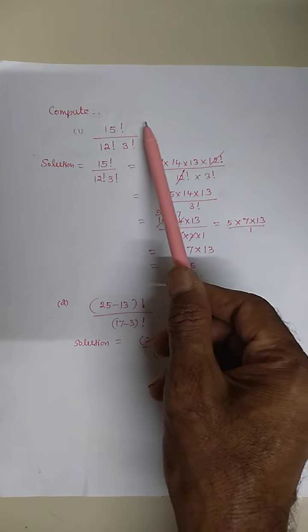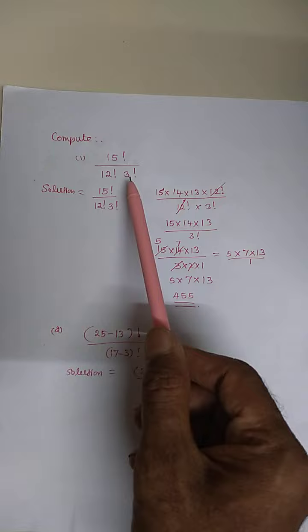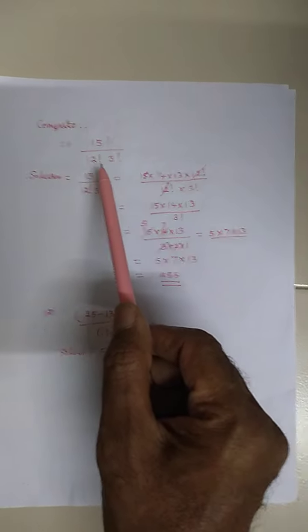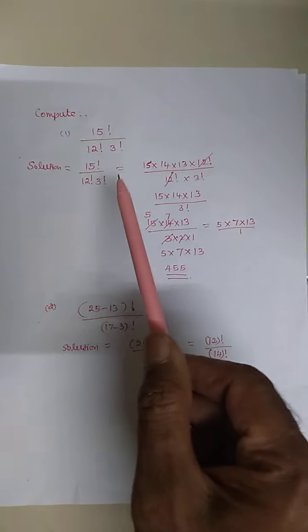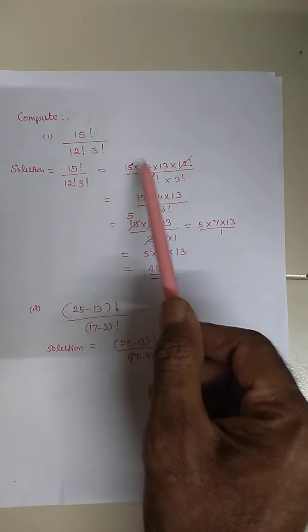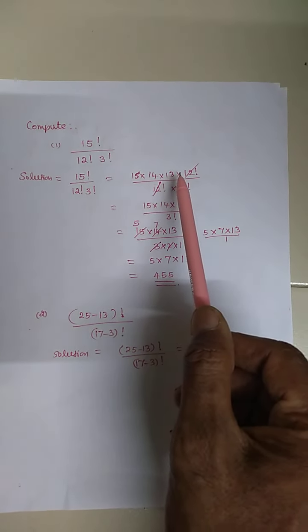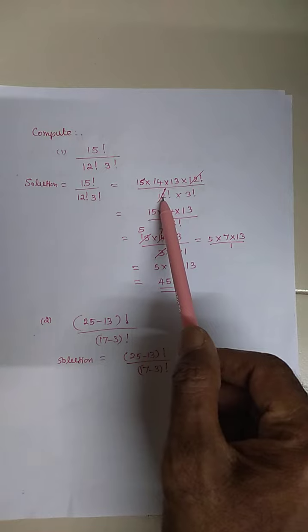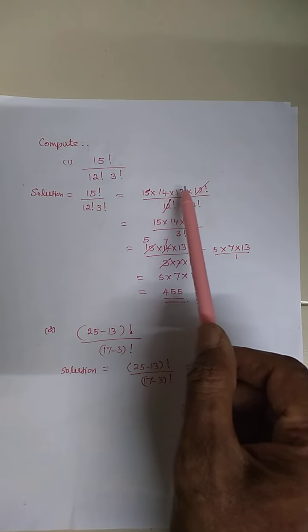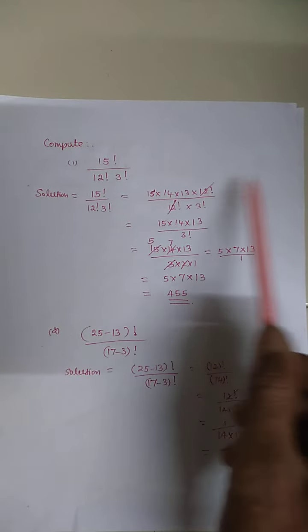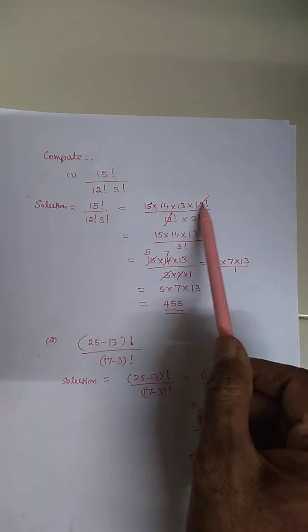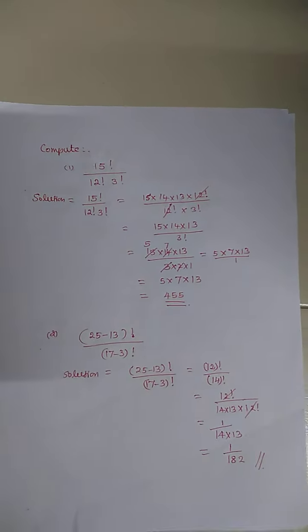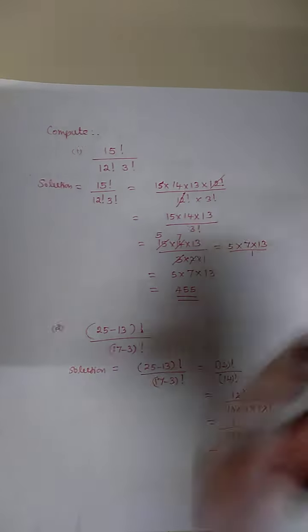Compute 15 factorial divided by 12 factorial into 3 factorial. In the numerator 15 factorial, denominator 12 factorial into 3 factorial. 15 factorial means 15 into 14 into 13 into 12 into etc. into 1. But here the denominator is 12 factorial. So 15 into 14 into 13 into 12 factorial, up to this 1 means 12 factorial, is written as 12 factorial in the numerator, and already in the denominator 12 factorial and into 3 factorial.